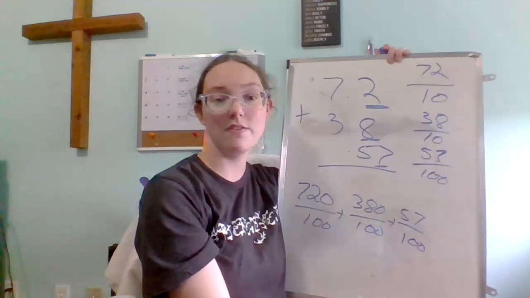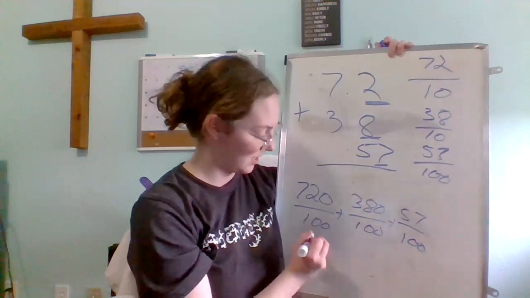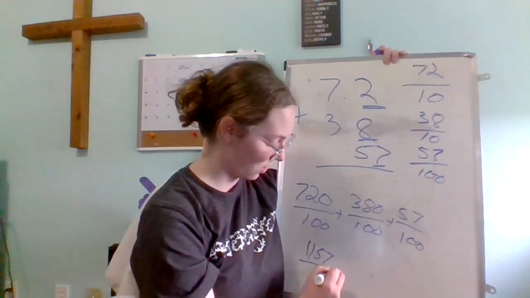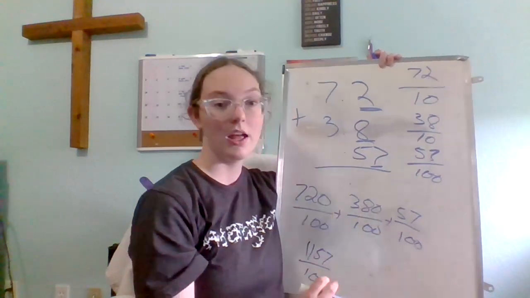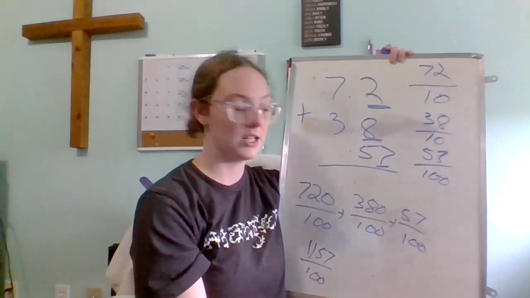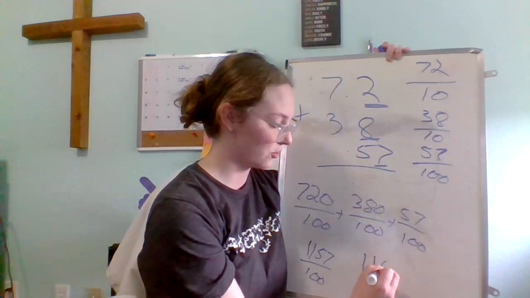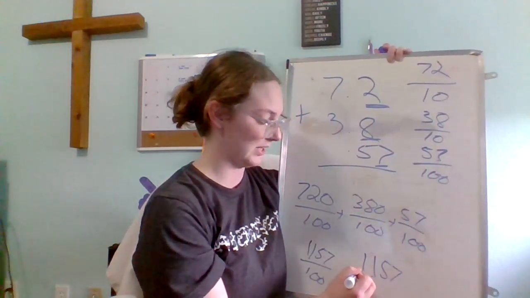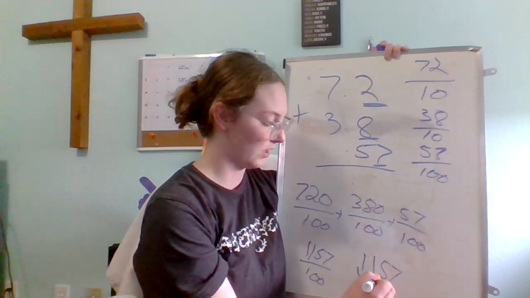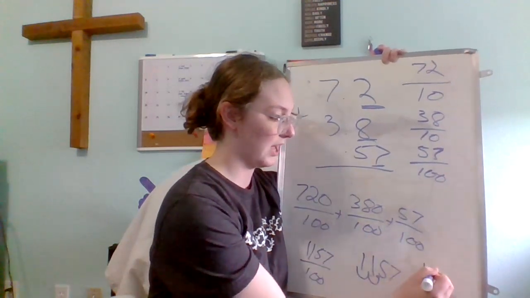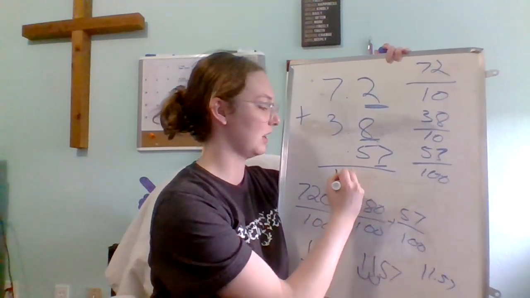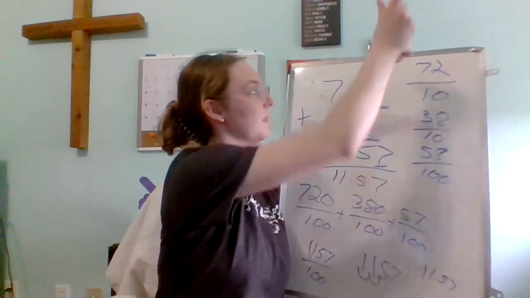Then you would add all of these together to get 1,157 over 100. And then you would take your 1,157 and you would go over 2 decimal places, 1, 2. And so your number would be 11.57. So the sum would be 11.57.